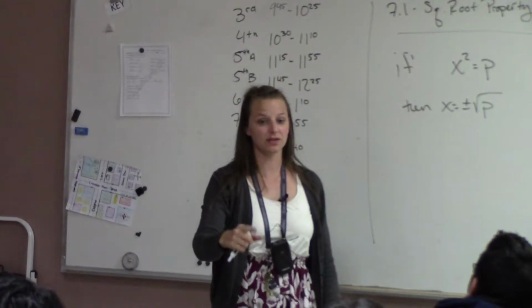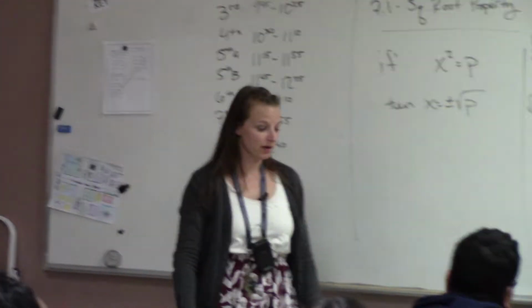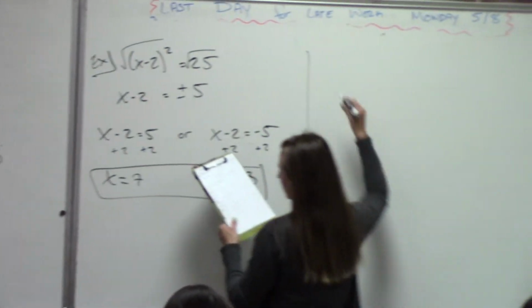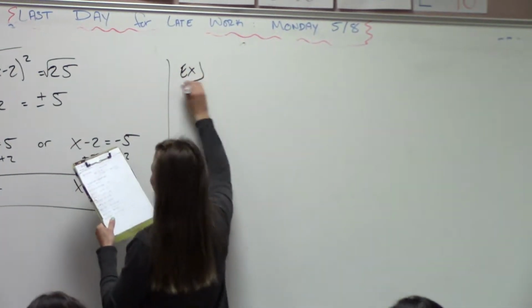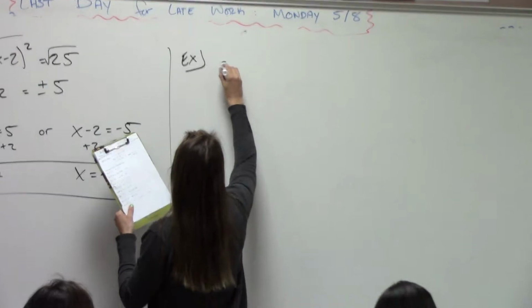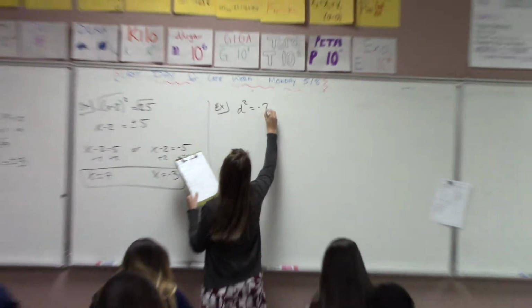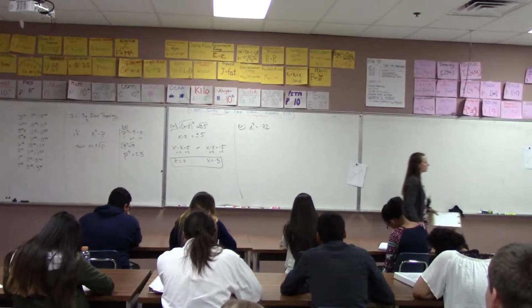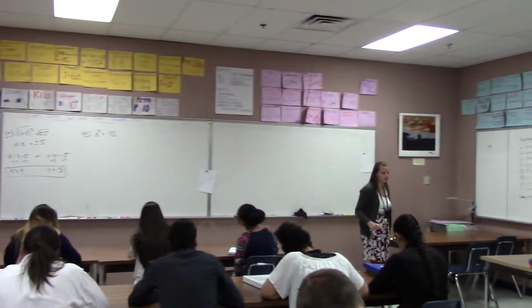Oh, you want another example problem? Is that what you're telling me, Christina? Yeah. Okay, I can do you another one. Let's take a look at one more then. d squared equals -72. I'm glad you asked for one more example problem. I wanted to do one more also, so thanks for joining me.